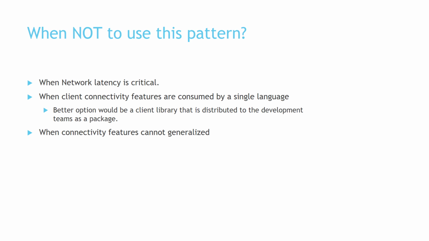Now let's talk about when you should not use the ambassador pattern. As we mentioned before, you should expect some network latency by using the ambassador pattern. And if network performance is critical for you, you should not use the ambassador pattern. Also, if all of your microservices are built using a single language, it's going to be even better if you build a client library and distribute it to different teams and microservices. This is going to be more efficient than building an ambassador container. And finally, when your connectivity features cannot be common across your microservices and they are very different, then you should not use the ambassador pattern.